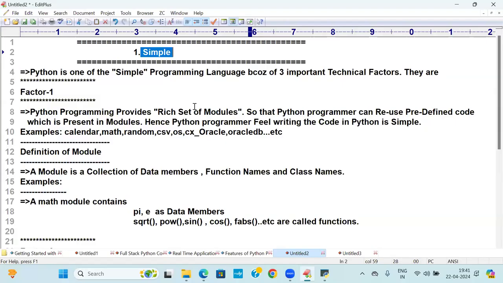What else is required? I'm not writing a big code. I'm not wasting my time. I'm writing in a simplified manner. This is the factor number 1 made as Python is simple. That's all. When you are explaining in interview, you have to explain so practical answers. When you speak something, practical answers has to come out from that. That's what I'm saying, my dear students.